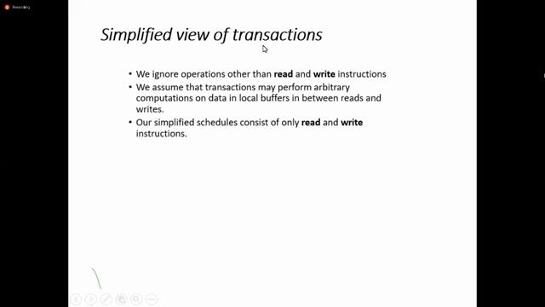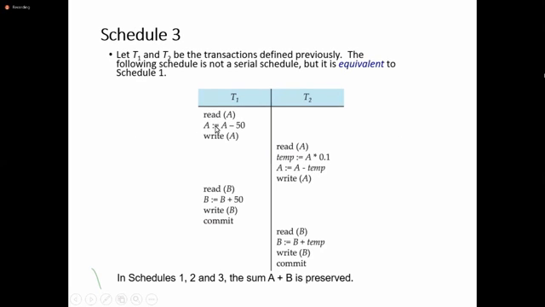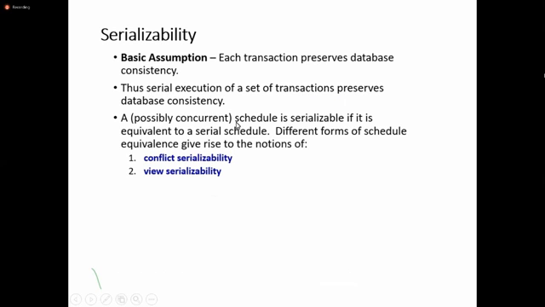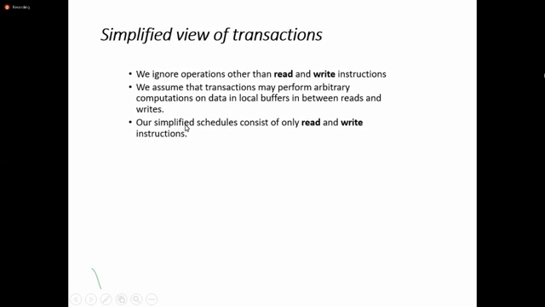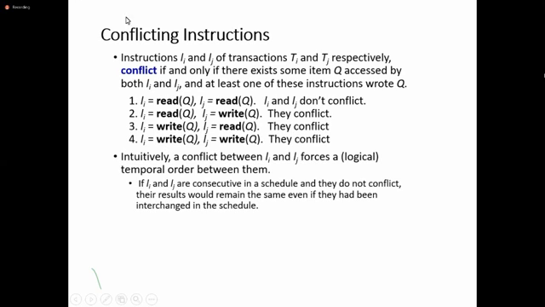Now we simply view the schedule of the transactions. We ignore operations other than read and write. We only consider read and write instructions. Inside the execution there are other operations, such as deducting the money, but we ignore those and consider only read and write. Our simplified schedule consists of only read and write.